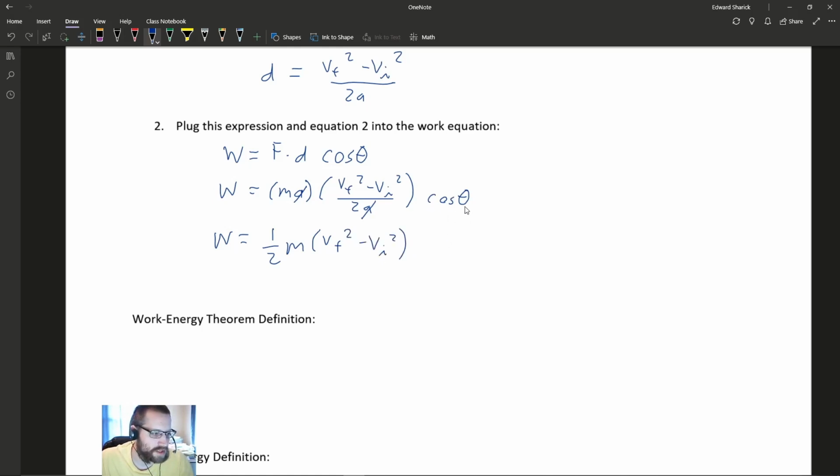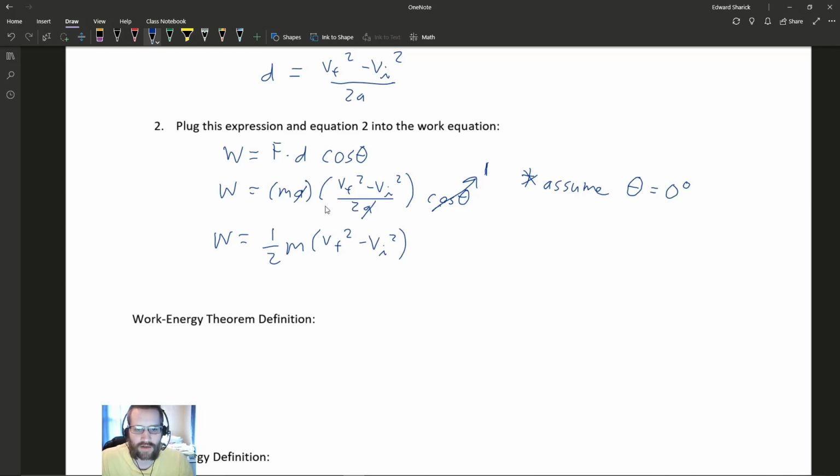Now this cosine theta piece that we have, what we're going to essentially do is assume that the force and the distance in this part are working in the same direction. So we're going to make an assumption here that theta equals 0 degrees. This just simplifies the math, so we can get rid of this term, and we can say that that's just a factor of 1, it goes away.